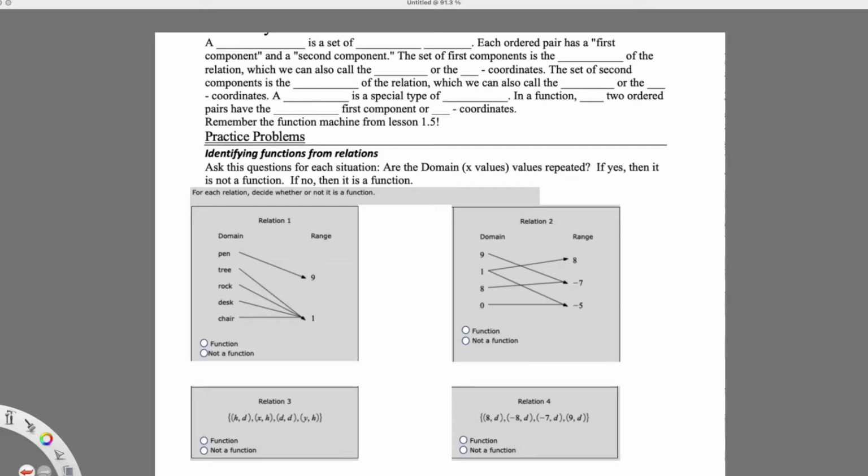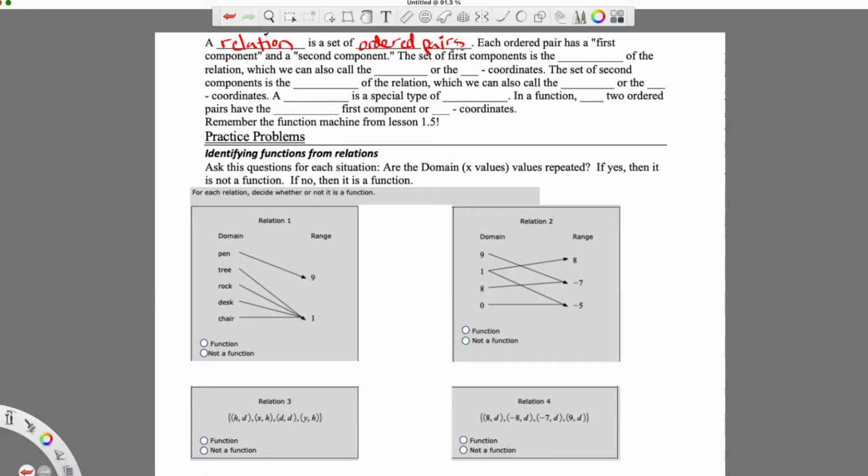So in this video, we're going to start talking about the difference between a function and a relation. So let's go ahead and define some of these pieces. A relation is a set of ordered pairs. And we talked about ordered pairs in the last one.